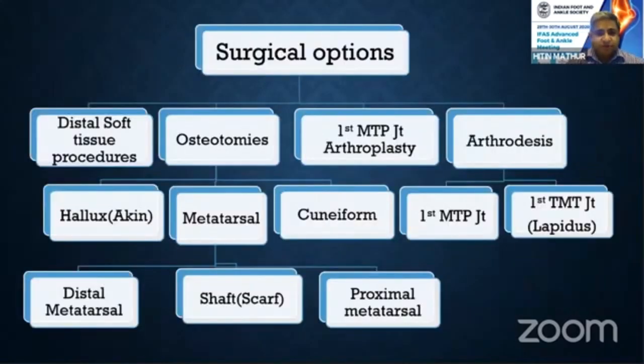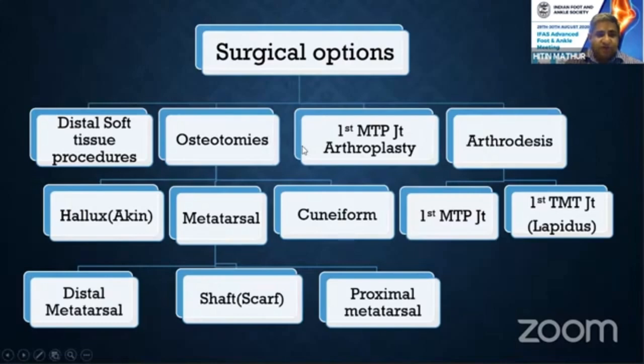So what are the surgical options available? The surgical options are either distal soft tissue procedures, osteotomies, first MTPJ arthroplasties, or arthrodesis. As far as arthrodesis is concerned, you can either arthrodese the first MTPJ or the first TMT joint, which is also called the Lapidus procedure.